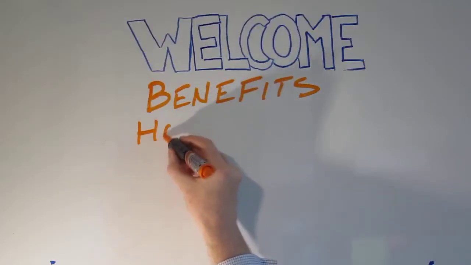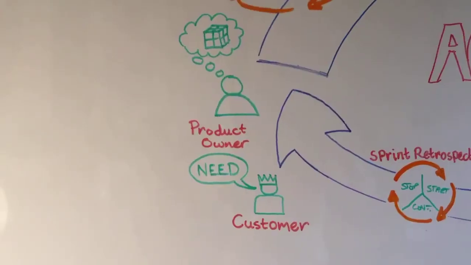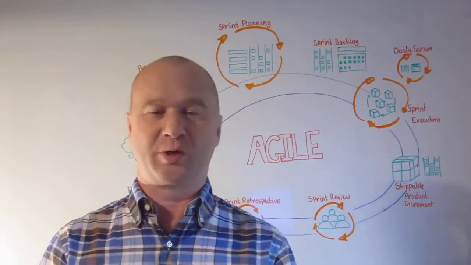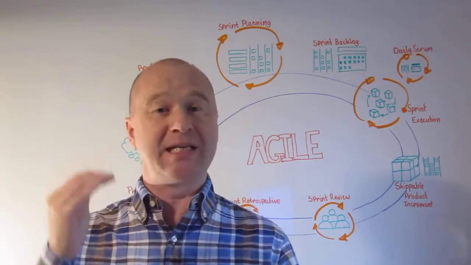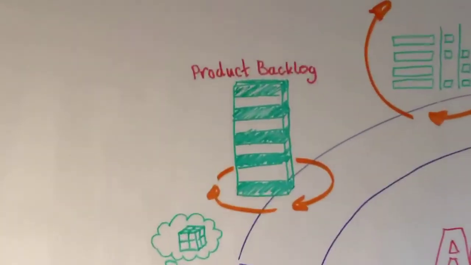The Agile Project Methodology starts with the customer talking to the product owner and sharing their needs. The product owner will then convert those requirements into a list of deliverables. This is known as the backlog.